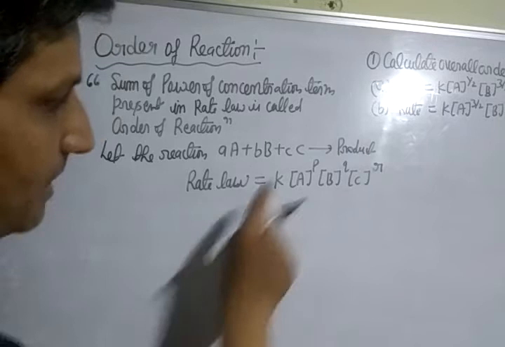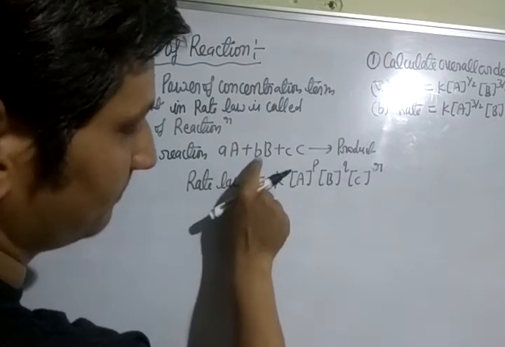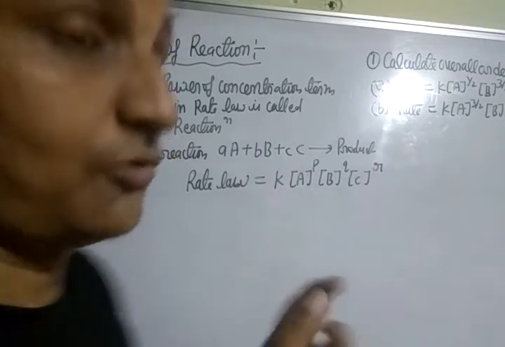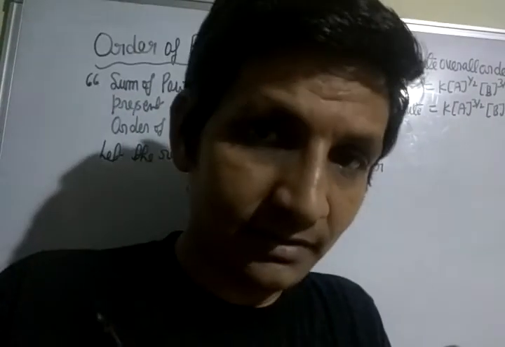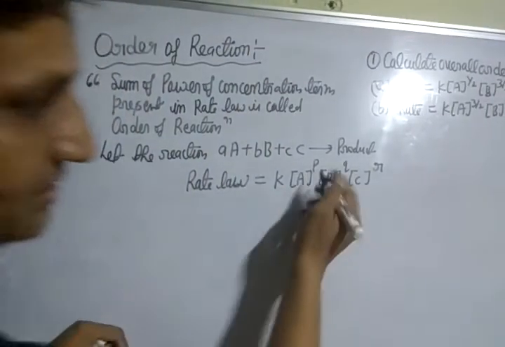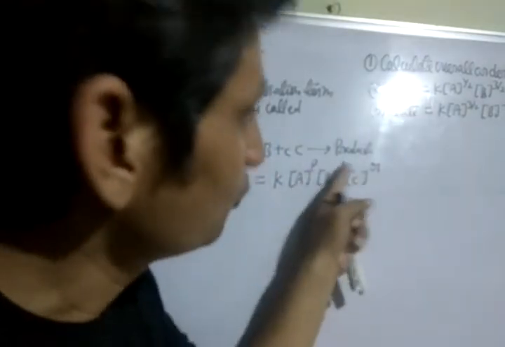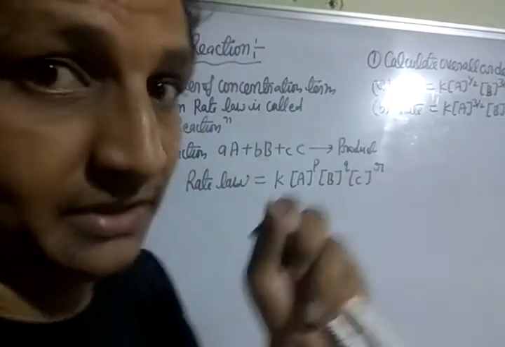We can also take power of A as a, power of B as b, power of C as c, but that is according to the law of mass action, that is in 11th standard. But in this standard, here we have to consider P, Q, R, where powers P, Q, R are determined experimentally. Okay.